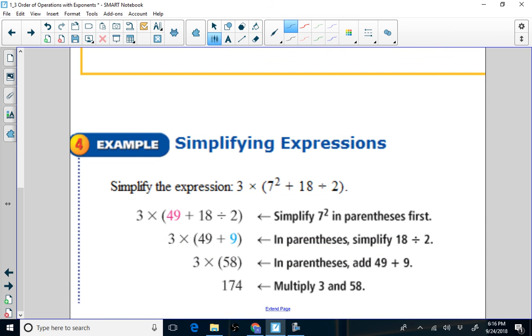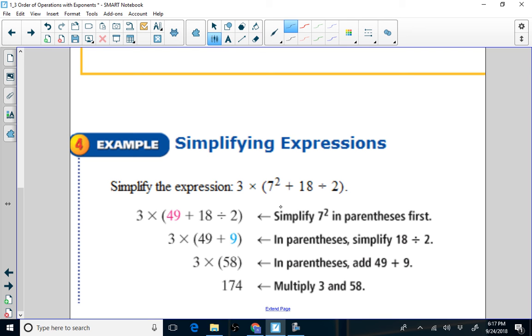Okay? Here's an example. If I'm looking at 3 times (7 squared plus 18 divided by 2), which operation has to be done first? Well, we have to do the parentheses. And within the parentheses, the exponent is done first. So that's what's done in our first step: 7 squared, which is 49. Within the parentheses, the next step would be 18 divided by 2, which is 9. I still have not finished the parentheses yet. I have 49 plus the 9, that's going to be 58. Now I can multiply 3 times 58, and that's where we're going to get 174.